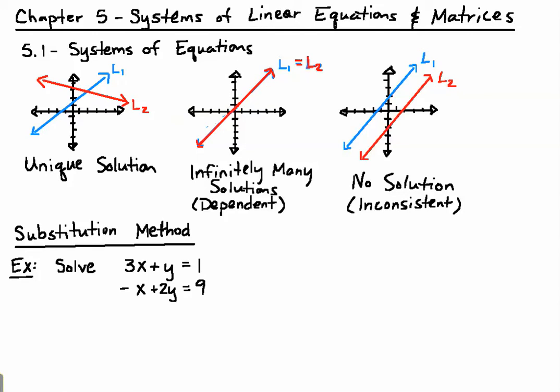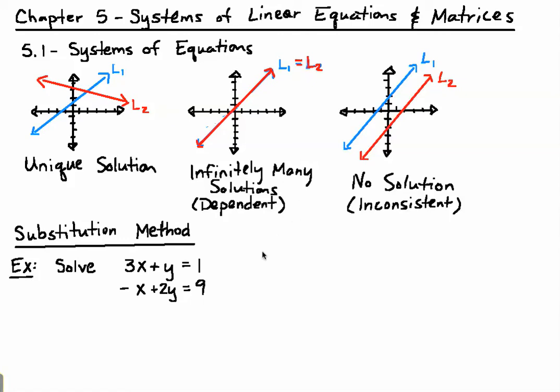You've already seen how to find where two lines intersect, and we did that in Chapter 2 by solving each equation for y, and then setting the two equations equal to each other and solving for x. You can still use that method, but I'm showing you a slightly different approach called the substitution method. The substitution method is when you solve one equation for a variable, and then you substitute that expression into the variable in the other equation, and then solve for the remaining variable.